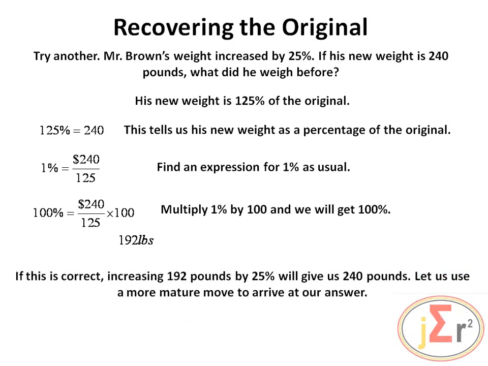If this is correct, increasing 192 pounds by 25% will give us 240 pounds. So let us use a more mature move to arrive at our answer. What do we do? Increase by 25%, multiply by 1.25 as usual. And we get 240 pounds, so we are sure that we are correct.